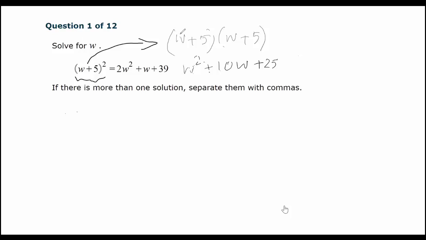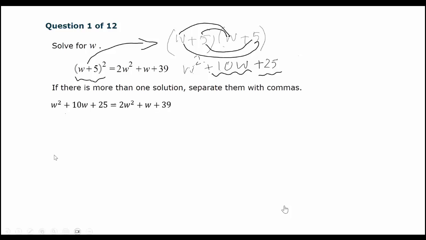If we FOIL it, we get W square. 5W gives us 10W. And 5 times 5 gives us positive 25. So this is how, if I do FOIL, I get this one. Expand the equation. We are just copying this one. So we get W squared plus 10W plus 25 on the left side. And the right side, I'm just copying here. So we get 2W squared plus W plus 39.